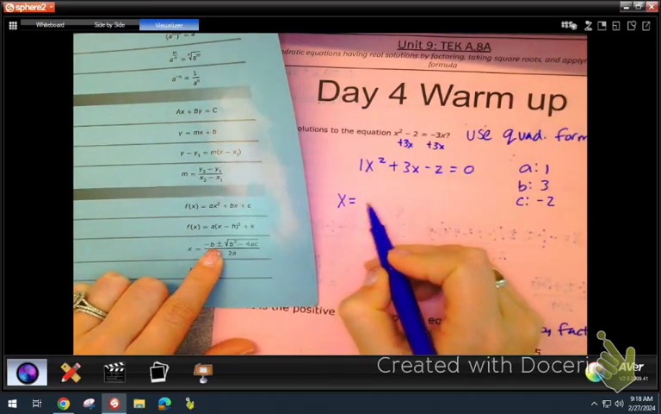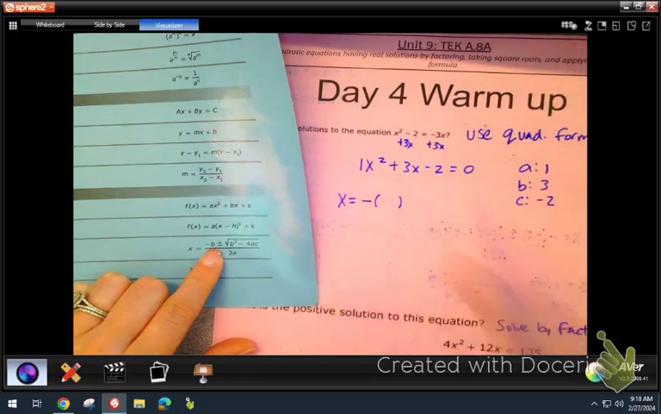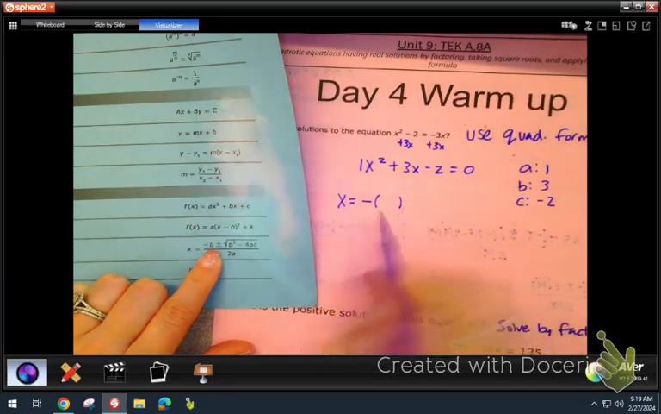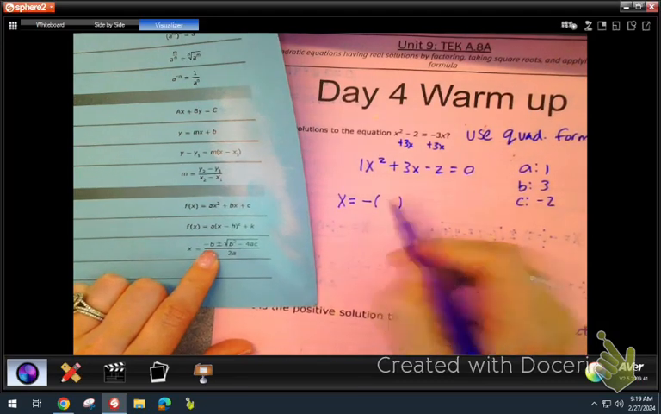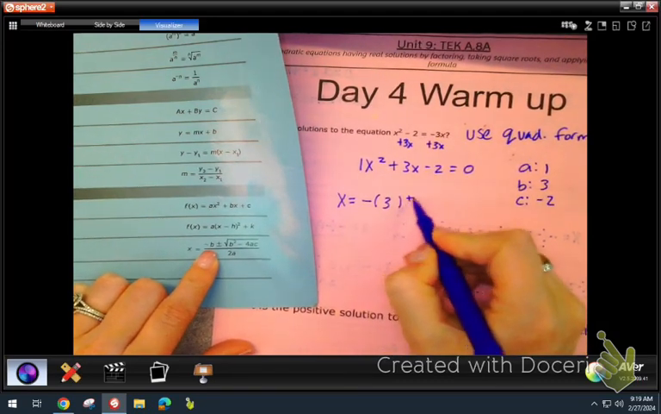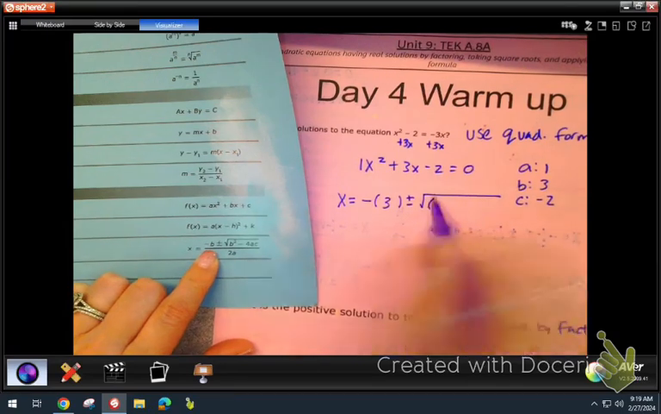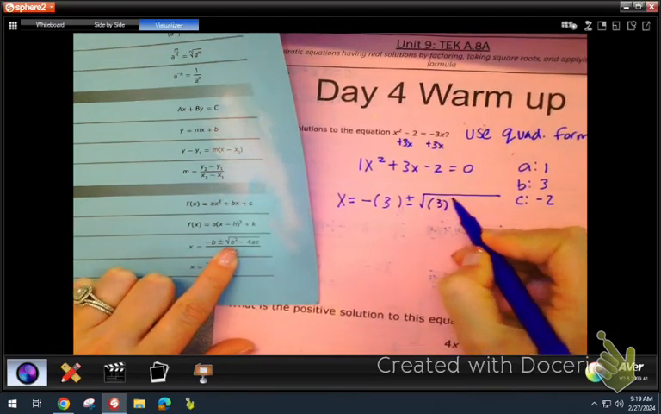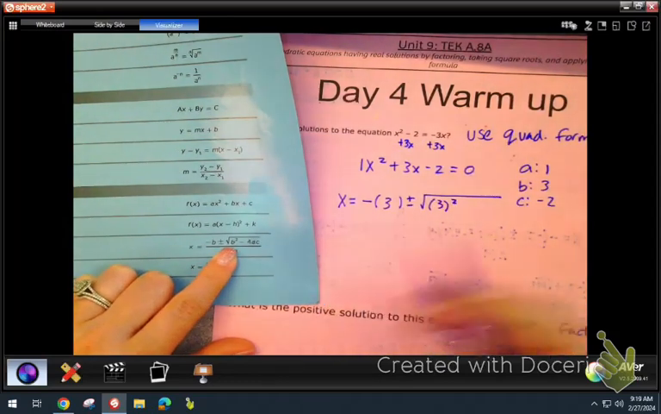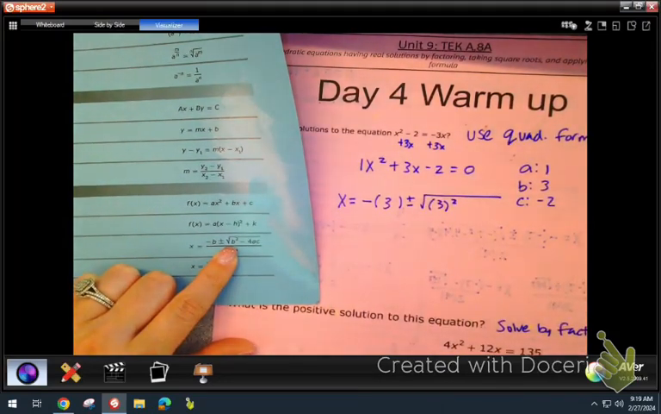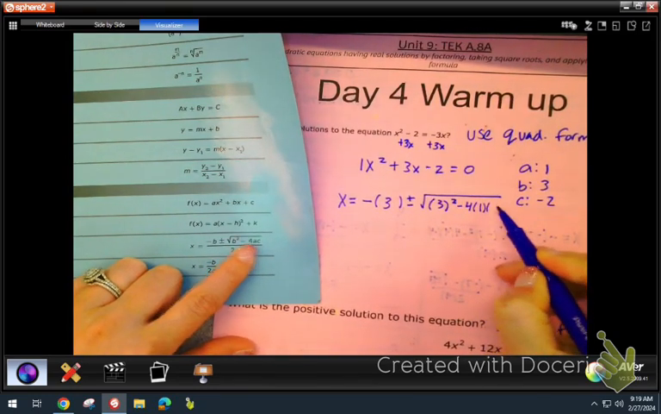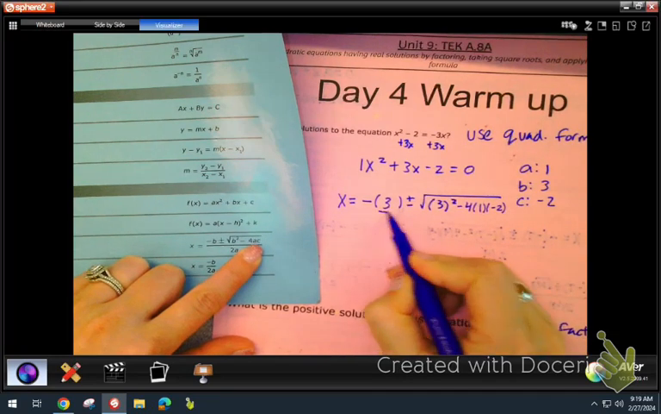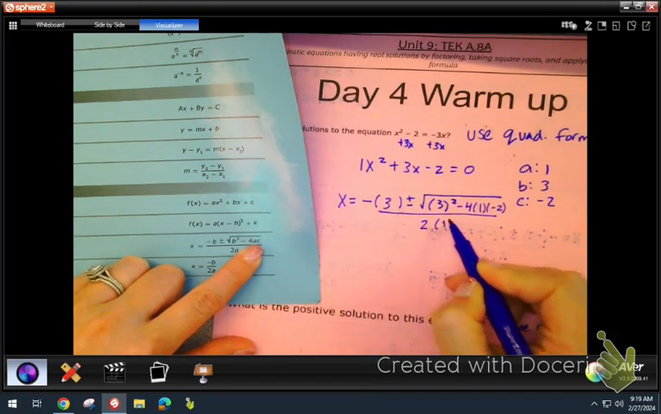So the formula says negative, and every single time, y'all are going to have to do this on your own. Every single time you input for A, B, or C, what am I always putting around it? Please write it like this. Negative, our B value is, go to your list, 3. Plus or minus, square root of, parentheses, B is, squared goes on the, and B goes in parentheses, and don't forget the squared. Minus 4, parentheses, A, parentheses, C. All over 2 times A.